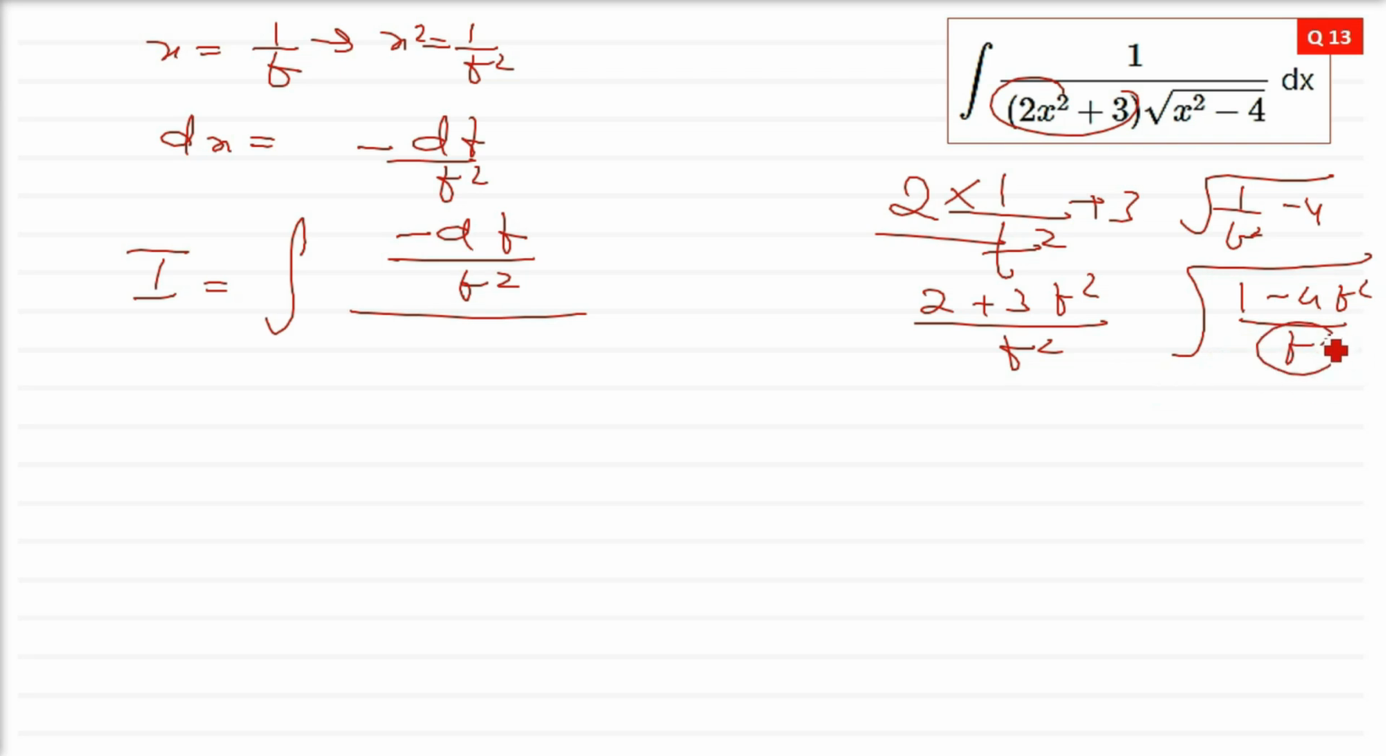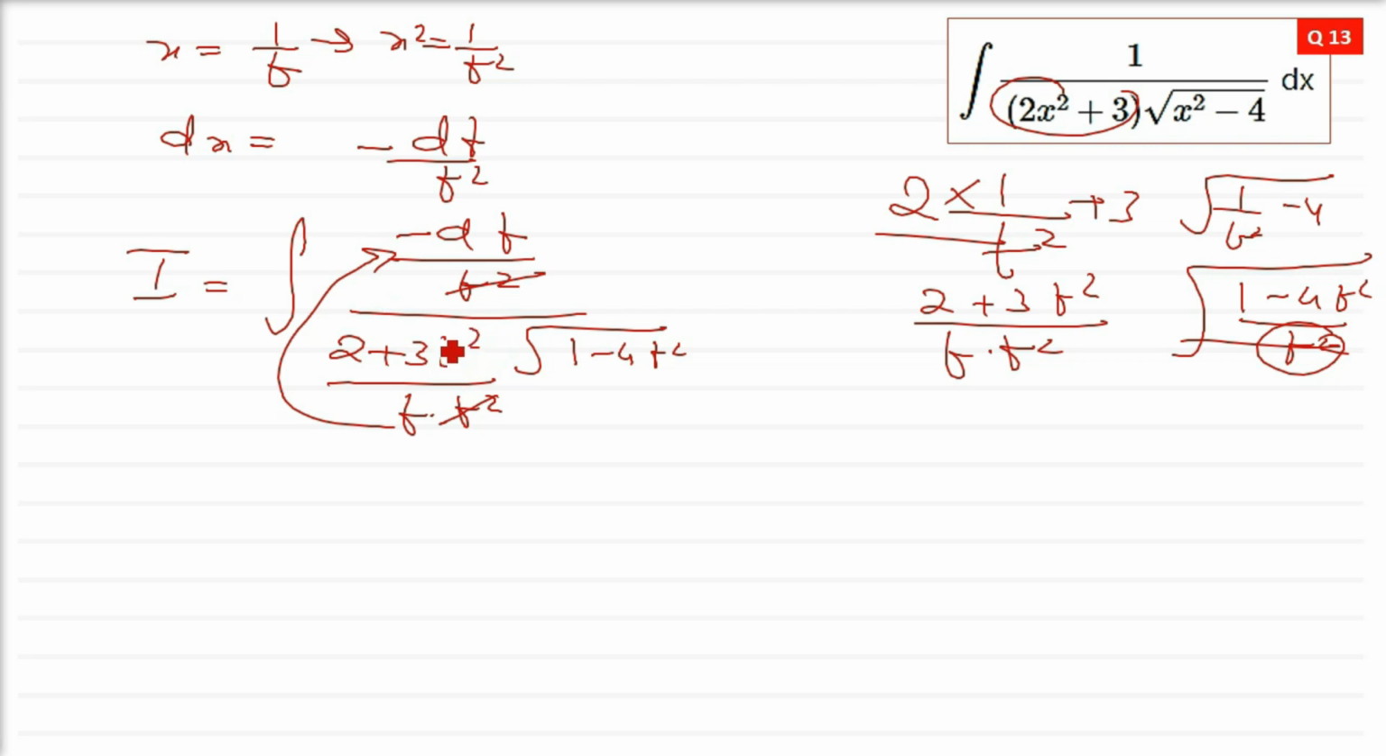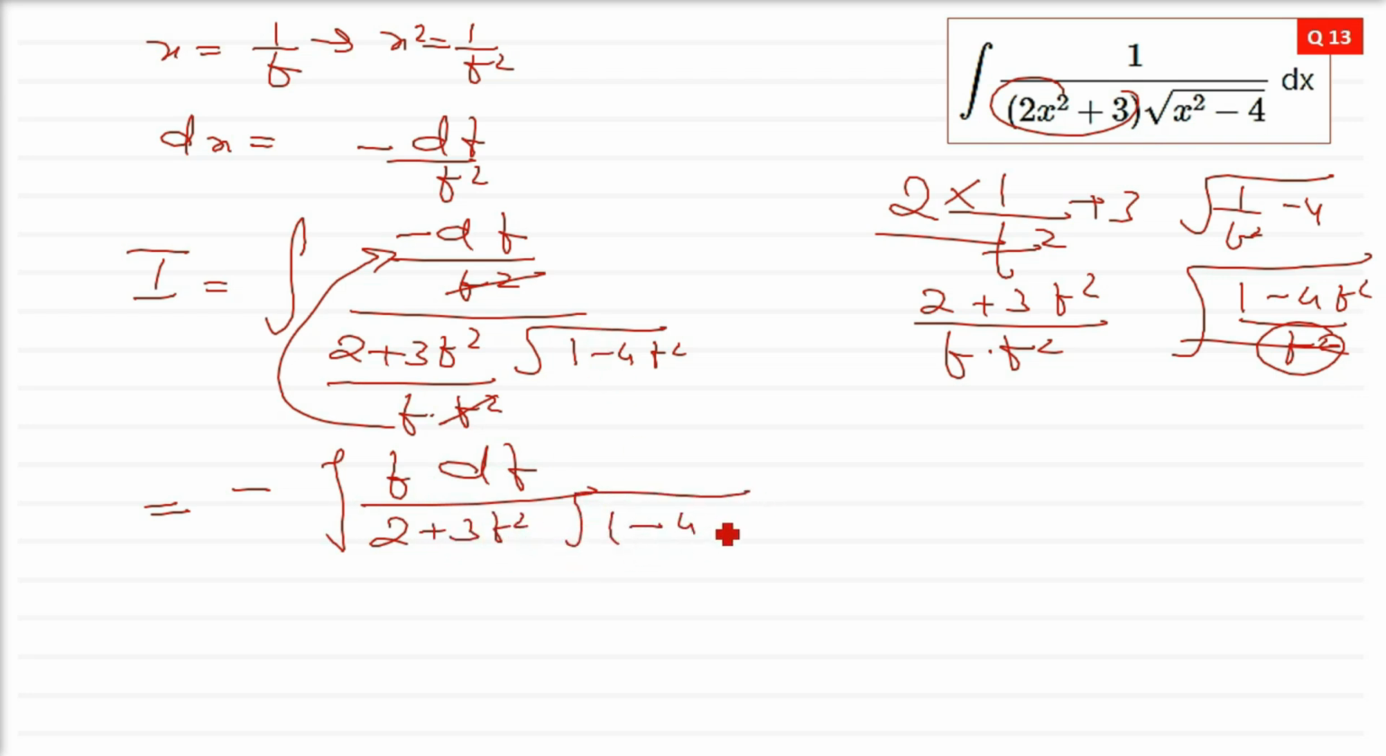Now since the denominator is under root and it is t square, you can take this t outside. So it will be 2 plus 3t square divided by t into t square under root 1 minus 4t square, all in the denominator. You can cancel this t square and t square, t goes up now. So this minus you can take outside, it will be negative outside, t dt, t goes up, 2 plus 3t square under root 1 minus 4t square.